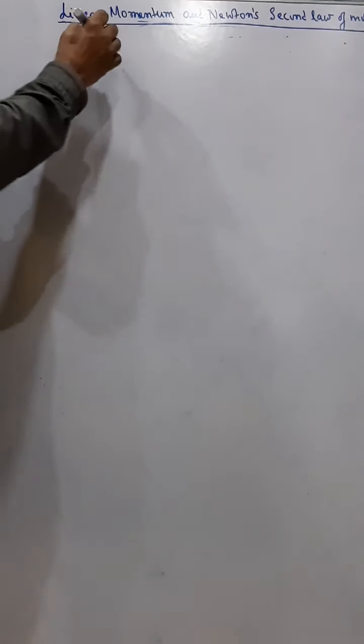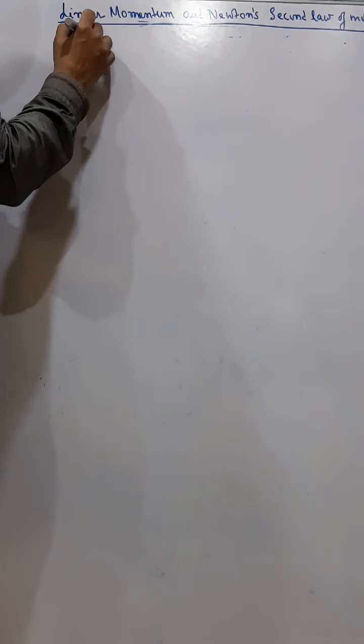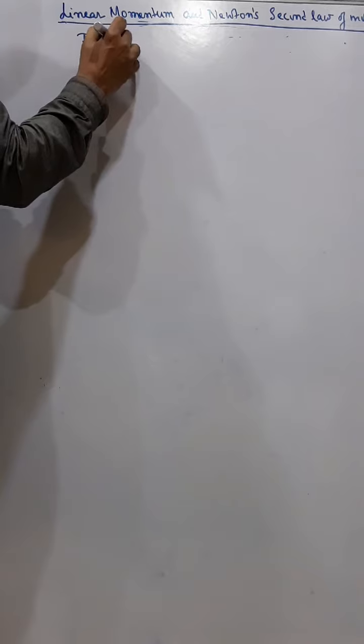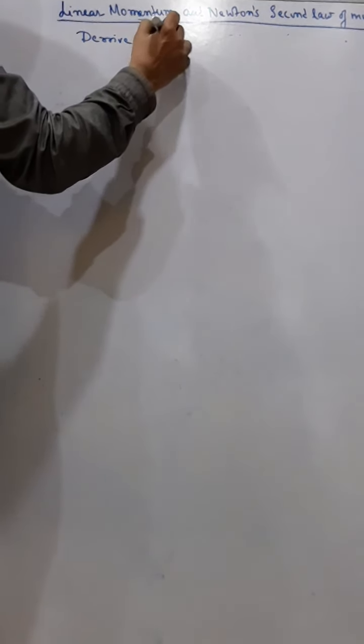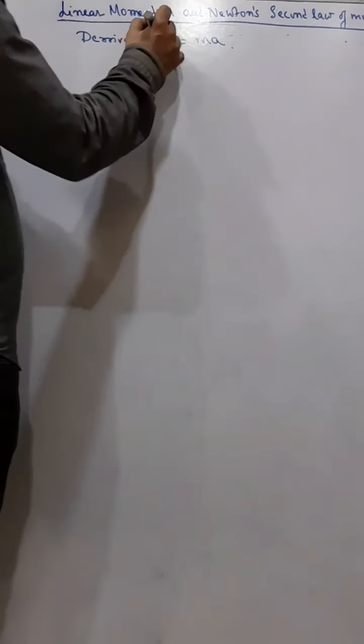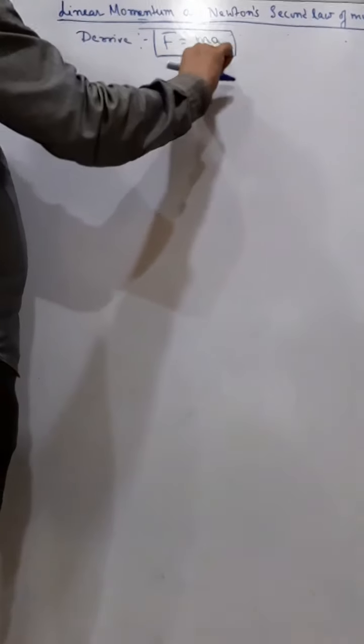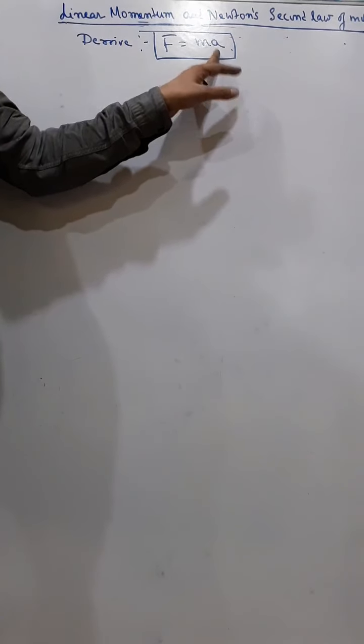Now from Newton's second law of motion, we can derive a formula for force, and that is force is equal to mass into acceleration. In this derivation only you can understand Newton's second law of motion and how this formula came from it. From the second law of motion only this formula can be derived. So F equals mass into acceleration.